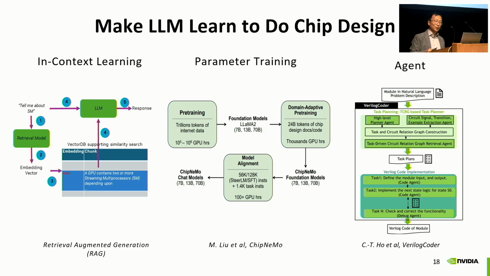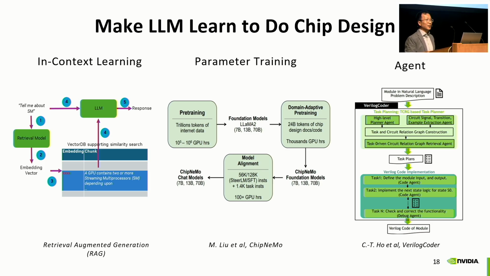Second is parameter training. When we have a large amount of domain data, we can adapt a foundation model to this domain by continual pre-training or supervised fine-tuning. So in the ChipNeMo project, we collected 24 billion tokens of chip design documents and code and trained our own model based on off-the-shelf foundation models. Haixian's tutorial will cover more domain adaptations in detail later.